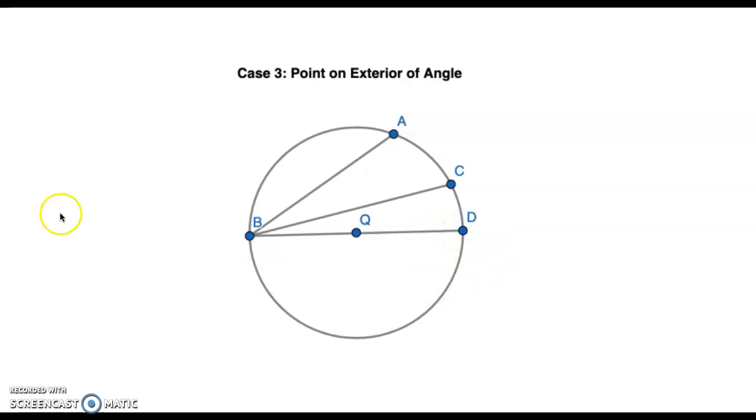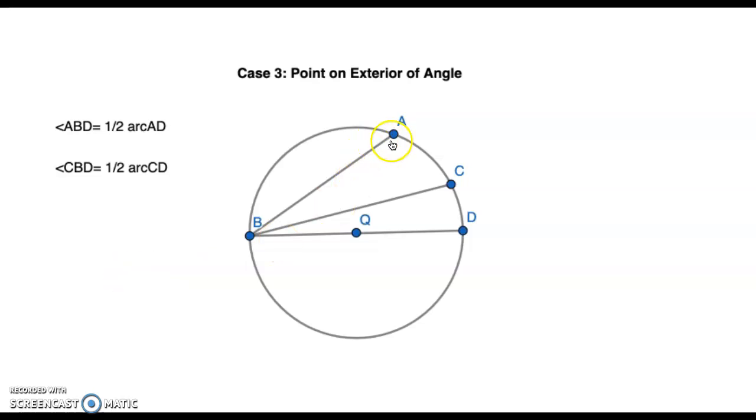our diameter. And now we see that we can use case 1 to start to figure out what's going on and how we can prove this theorem. So we see that since we have the point on the angle, angle ABD is going to equal half the arc measurement of AD. And similarly, we have that angle CBD is going to equal half the arc measurement of CD. And I will put that right there.